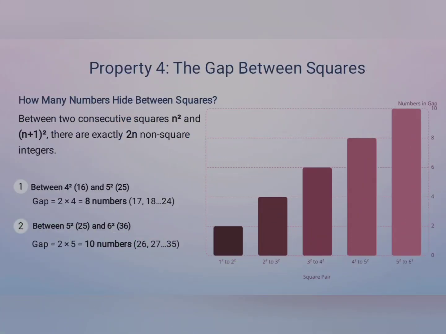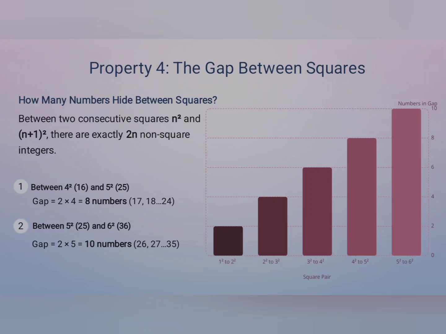We have seen 3 properties of square numbers. Next, let us see the numbers between two square numbers, that is, the gap between squares. How many numbers are hiding between the square numbers? Let n squared and n plus 1 the whole squared be two square numbers. For instance, let us take 4 squared and 5 squared, that is 16 and 25. Let us see how many non-square numbers are there in between these two square numbers. If we count, we see there are 8 numbers.